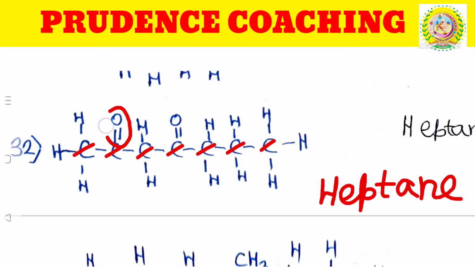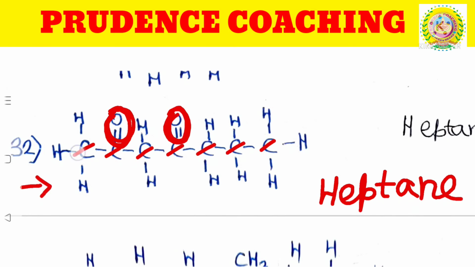But here we have two functional groups of ketone, as it is attached with the middle carbon, that means it is ketone. It is not carboxylic acid or it is not an aldehyde. It is not aldehyde. Why? Because it is attached with the carbon in the middle, not at the end. So here we have two ketone. So let us find out the position.